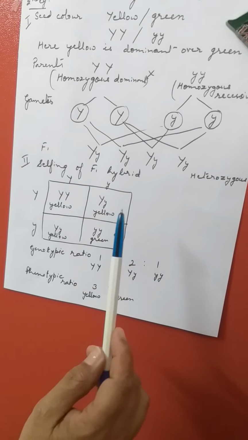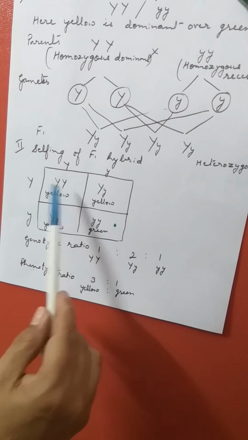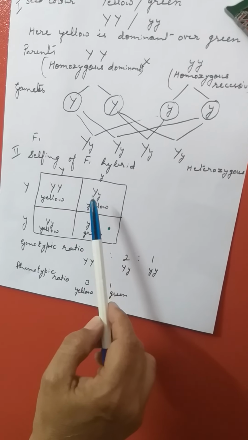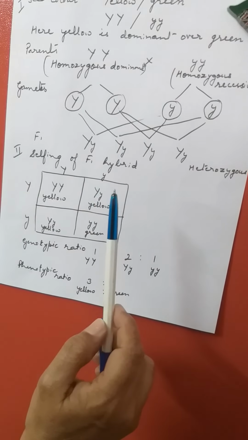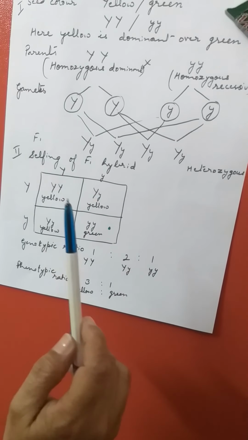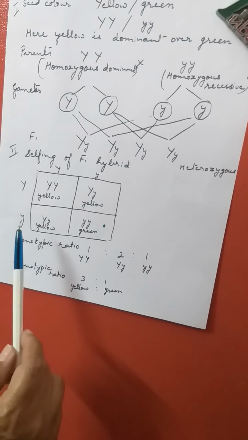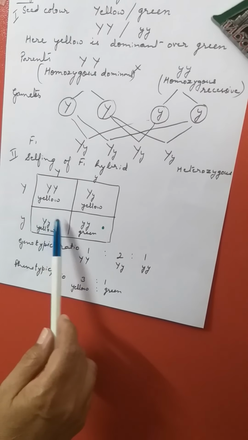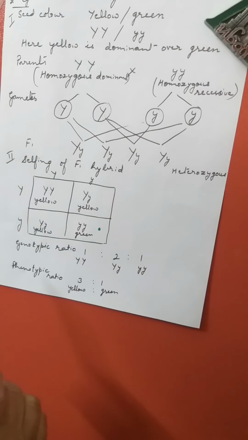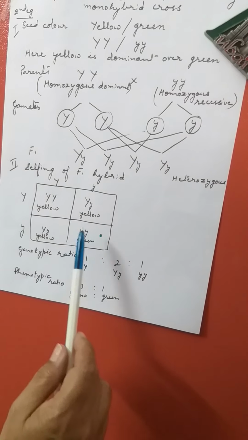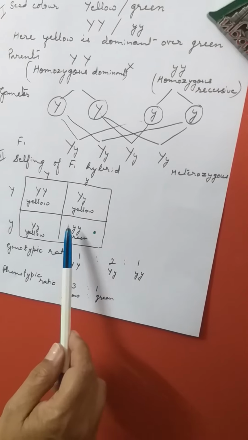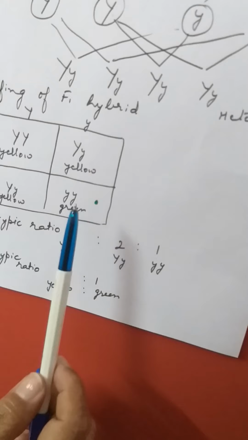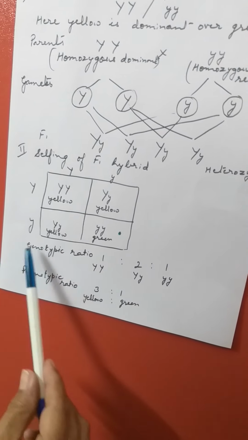Now look at the results. Here we have capital Y, capital Y. Sure, it is yellow. Here it is capital Y, small y. At least there is one capital Y, which means this Y is dominant over this. The result is yellow. Again, capital Y, small y. Minimum one capital Y is there. It means this is dominant over this. The result is yellow. Here there is no capital Y. We have small y, and the result is like the recessive parent. It is green.